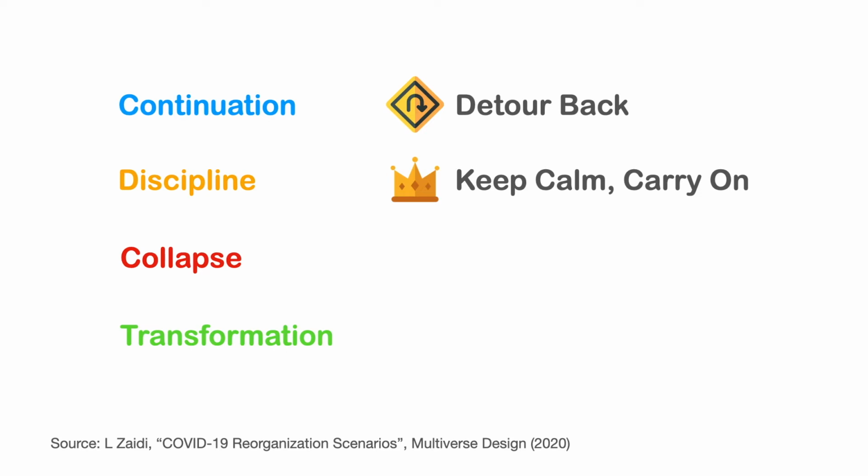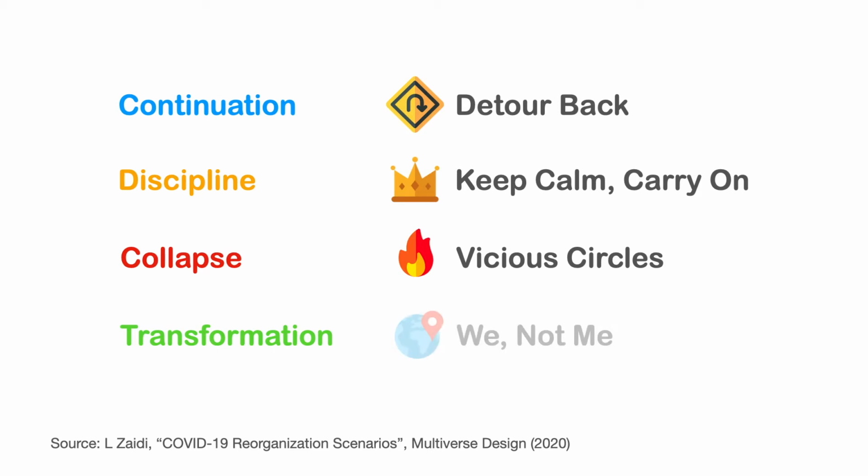The collapse archetype she's called Vicious Circles. It's a future in which infectious diseases continue to repeat with regularity, and it's compounded with other global issues, such as natural disasters and geopolitical risks. And finally, she has a transformation archetype called We Not Me. It's one of global cooperation using the post-COVID recovery as a tipping point to create a more equitable and empathetic society. Zaidi then dives in and creates highly detailed narratives for each scenario.